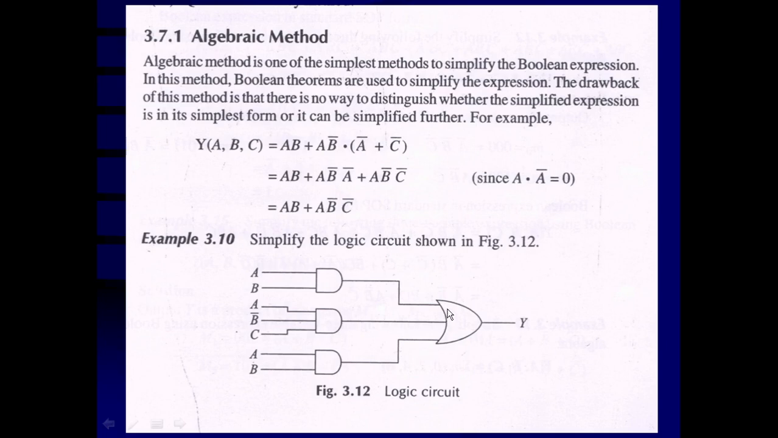That means the number of inputs of the gate is also reduced, and the number of gates is also reduced, and that way, for hardware count, the circuit becomes simpler. This is the advantage of simplifying a complicated Boolean expression.